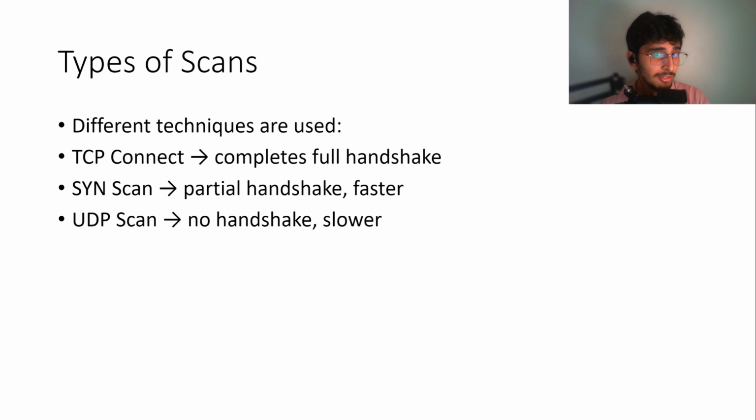So there are different ways to do this. There are TCP scans, which complete the full handshake. There are SYN scans, which are partial handshakes and they are faster. And there are UDP scans, which have no handshake at all and they are slower.